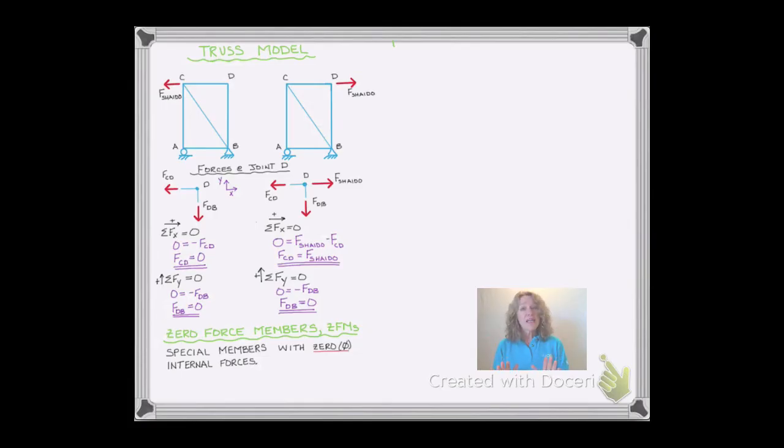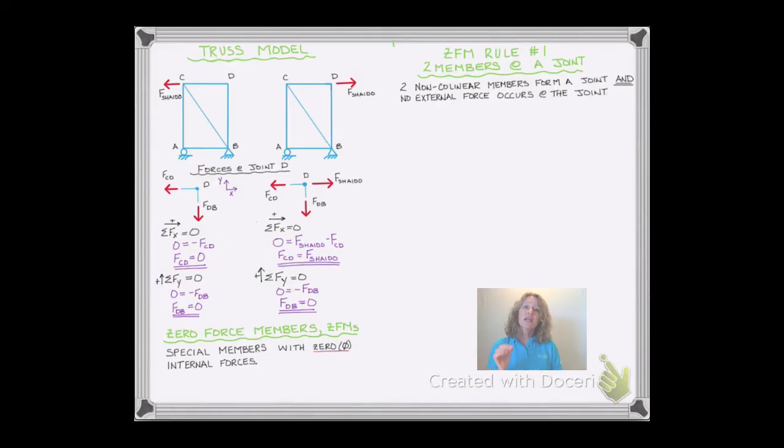Well, there's actually a variety of very good reasons to have these members in a truss, and we're going to go over those in detail when we get together in person in class. But for now, I want to provide you with a couple of rules that you can use to quickly identify these 0 force members. And so our rule number 1 for 0 force members, which you can already see on your handout, is going to occur when 2 members are at a joint. Now specifically, we mean 2 non-collinear members form a joint and no external force occurs at that joint.